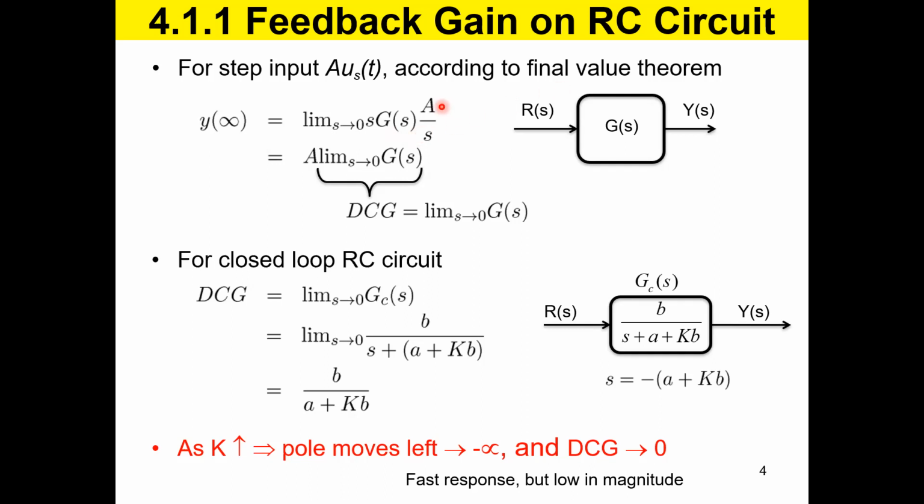Now, if you take the a over s part out, this is the input, right? If you take that part out, what remains is called the DC gain. It's a gain as a fraction of the input. What is the fraction that goes from input to output? That is what it says. So that part alone is limit as s goes to 0 of G(s). If it is open loop, you use G(s). If it is a closed loop plant, you use Gc(s). Whatever plant you are referring to, you use.